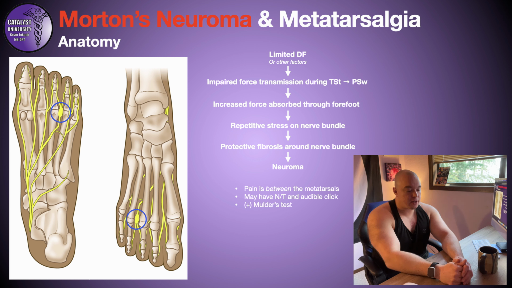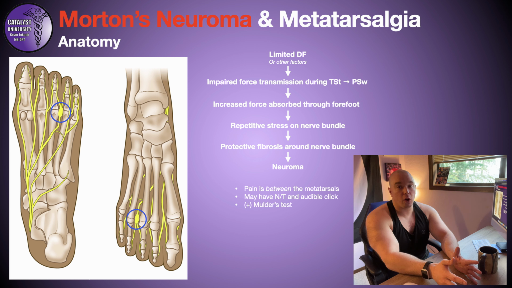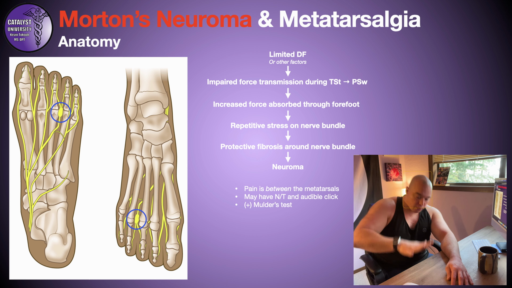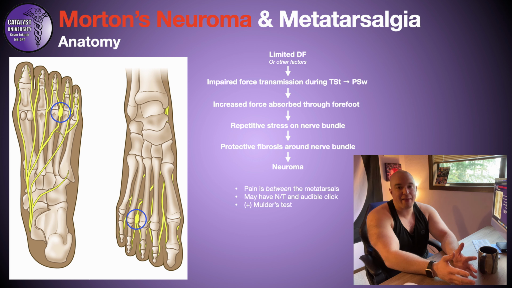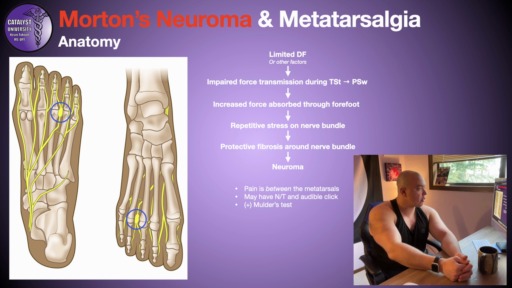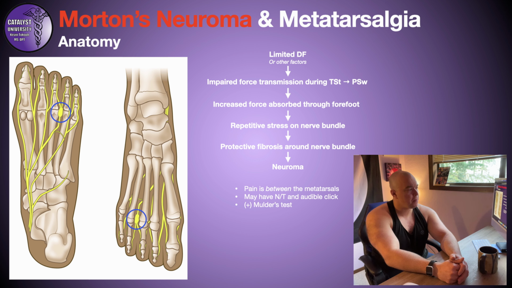Okay? And since we're usually moving around walking all day, you get a repetitive increased pressure through the forefoot. And in the case of a Morton's neuroma, it puts repetitive stress on that nerve bundle, in this case between the third and the fourth metatarsals. Okay? And when you get repetitive stress on the nerve bundle, a protective fibrosis forms around the nerve bundle. Now, the protective fibrosis is supposed to be protective to protect the integrity of the nerve. The problem is this resulting neuroma causes a lot of pain.